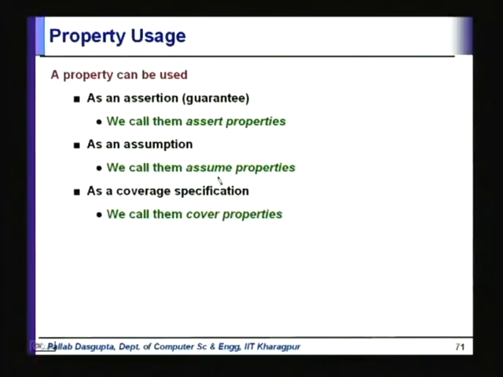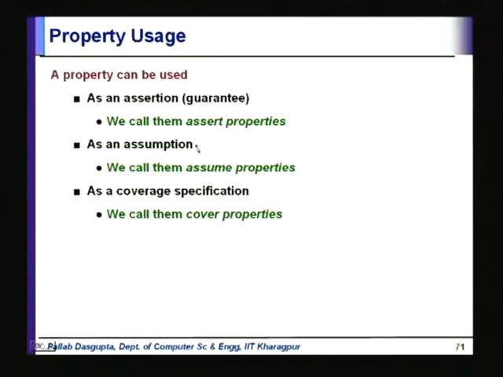But then a design will satisfy a property only when it receives valid inputs. Now, what do we mean by valid inputs? Therefore, there are some constraints on the environment's behavior, some constraints on the way the inputs are coming. Now, to facilitate the expression of the input constraints, we have what are called assumed properties. These are assumptions about the behavior of the environment.